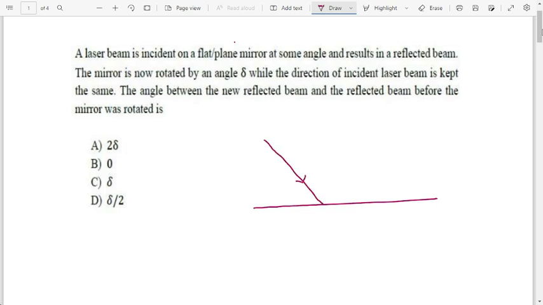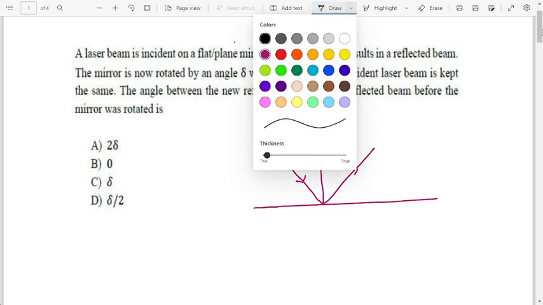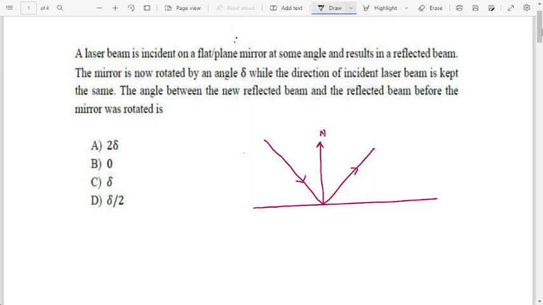Let us say like this. This is the normal to the mirror. So this is the reflected ray. Okay. This is the initial situation. Now what we are doing is that we are rotating the mirror by an angle delta. So we have to find the angle between the new reflected ray and the old reflected ray.